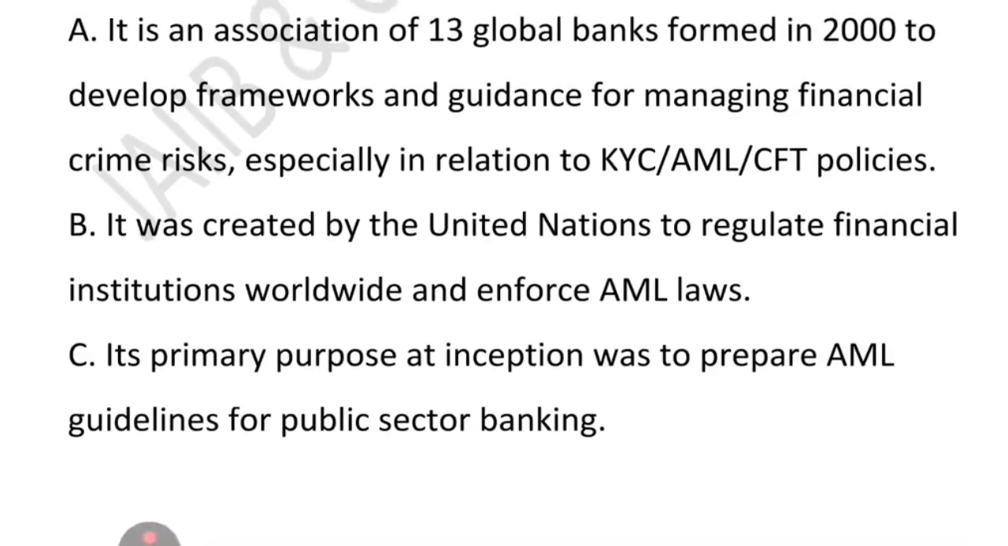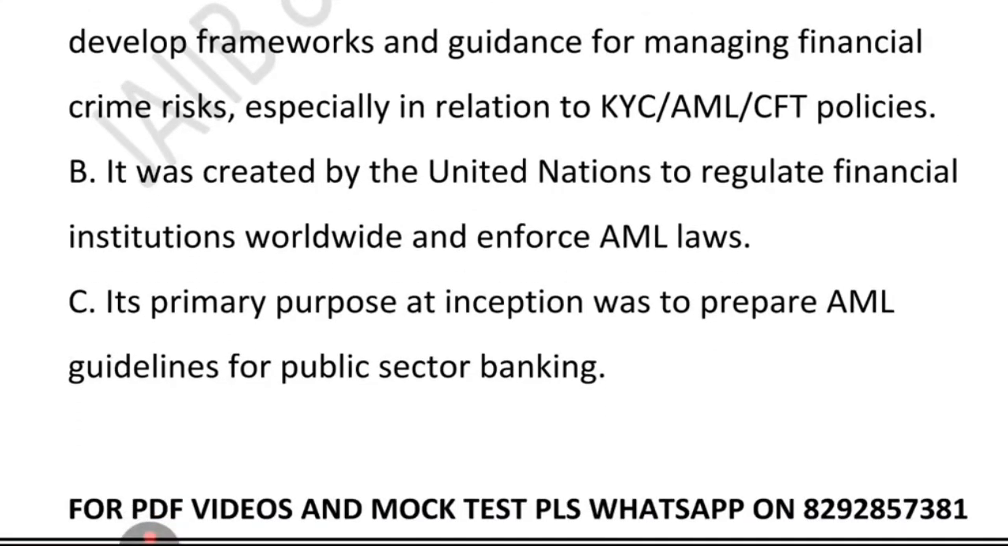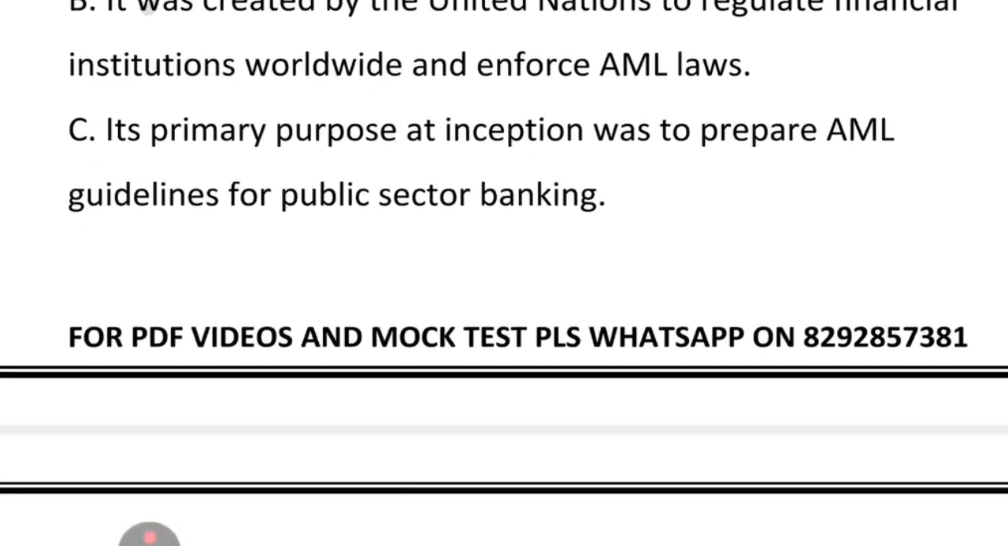Option C. Its primary purpose at inception was to prepare AML guidelines. This is wrong, because it started for private banking, wealthy clients, not government banks. Right? It is saying for public sector banking. This is wrong. It was started for wealthy clients, for private banking, not the government banks. Later it was expanded to cover all banking. Like a luxury watch brand, first making rules for gold watches, then later for all watches.